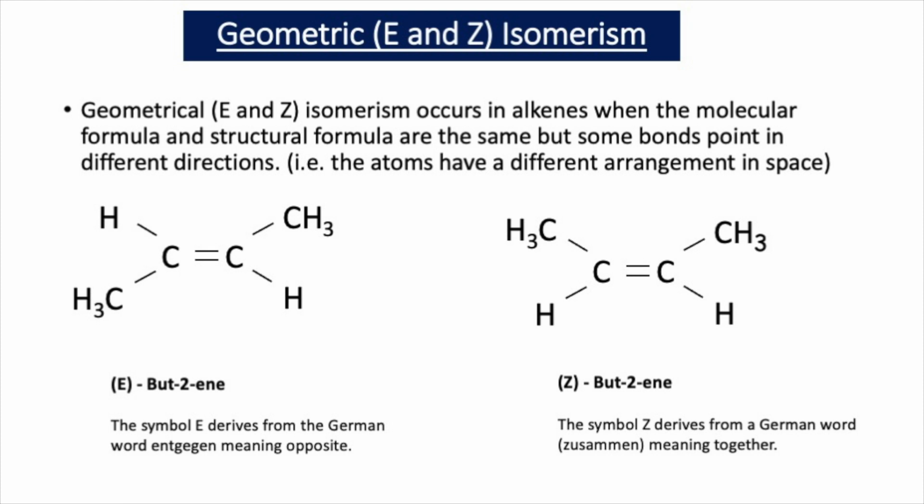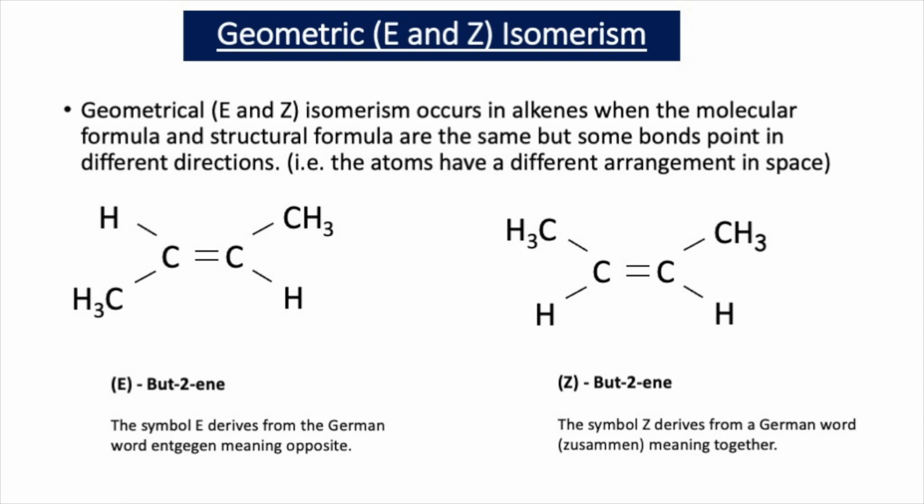Now, E and Z isomerism occurs in alkenes, and to have this form of isomerism, the alkene must have different groups on each carbon. So if we look at butene, we have a CH3 and a H on the one carbon, and a CH3 and a H on the other carbon. They're different. If we had 2 H's on one carbon, it wouldn't be able to exhibit this form of isomerism. The groups have to be different.